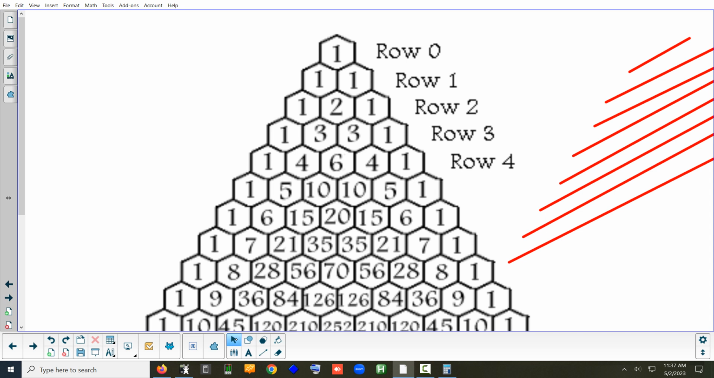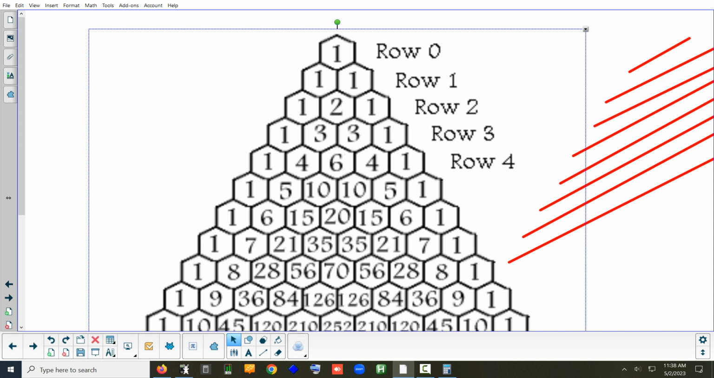Now, what's interesting, there's a lot of things interesting about this triangle, but one thing is if you go to a prime row, like 5, every number in that row is a multiple of that row number. So row 5 is all multiples of 5. It's always ones on the outside. Row 7 is always multiples of 7. That wouldn't work for row 8 because that's not prime, 9's not prime, 10's not prime. But row 11 would all be numbers that are multiples of 11. I don't think I have 11 on.